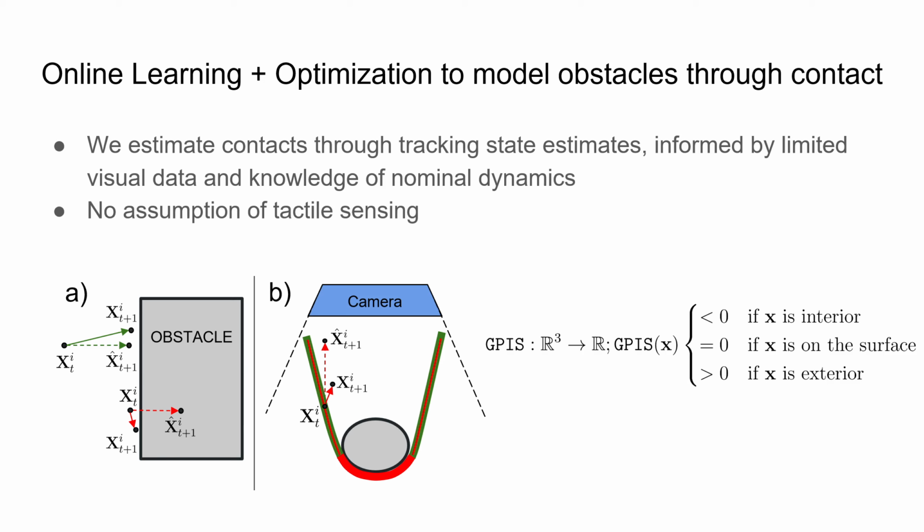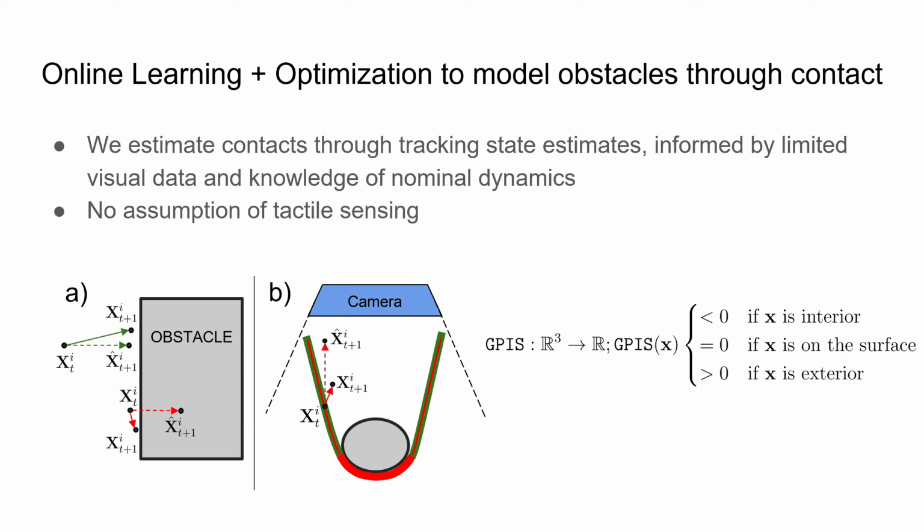Importantly, we do not assume access to tactile sensing. This is necessary when manipulating objects like a cable where there is no tactile sensing along its length. We fit a GPIS using a set of estimated interior and exterior points. Interior points are points in 3D space with negative labels, while exterior points have positive labels. The GPIS then interpolates a zero-level set between these points.